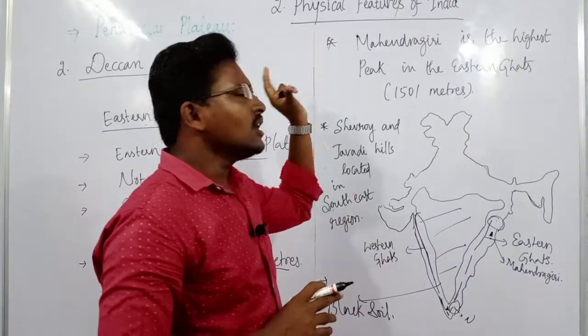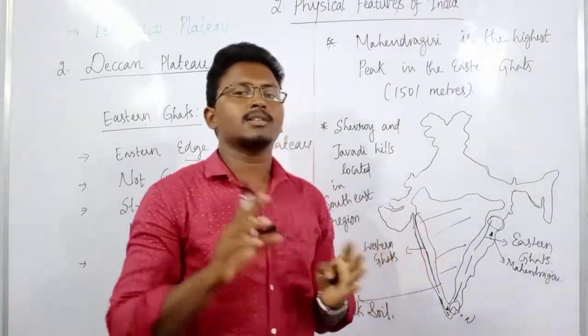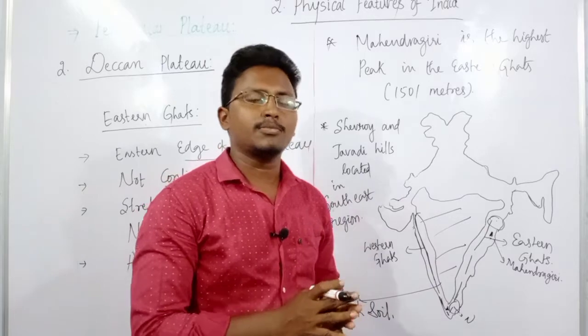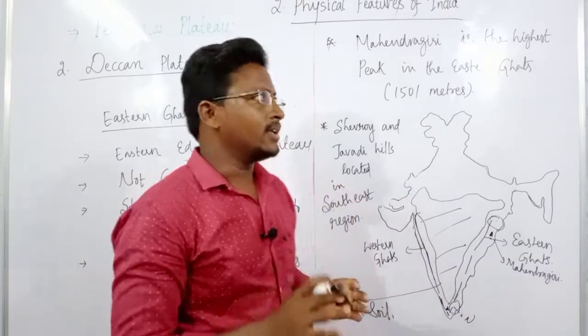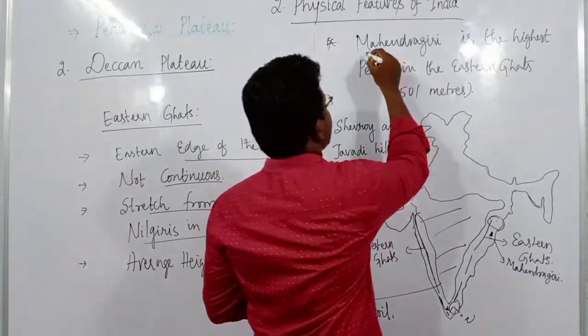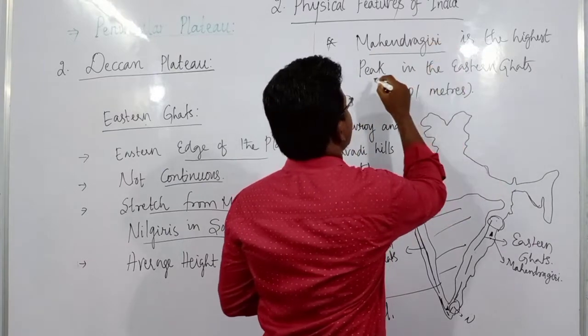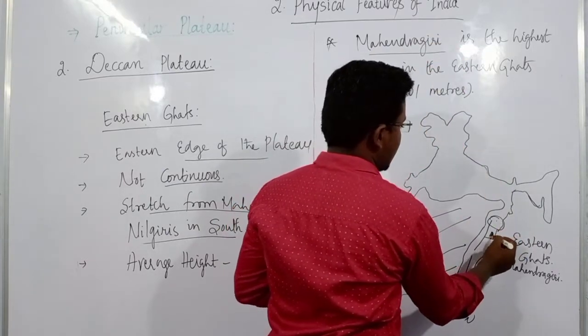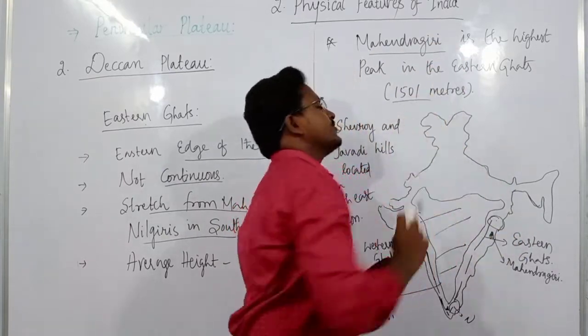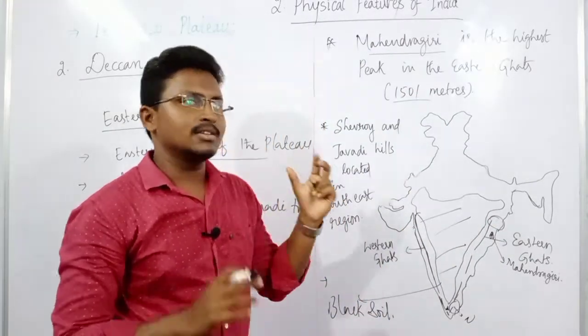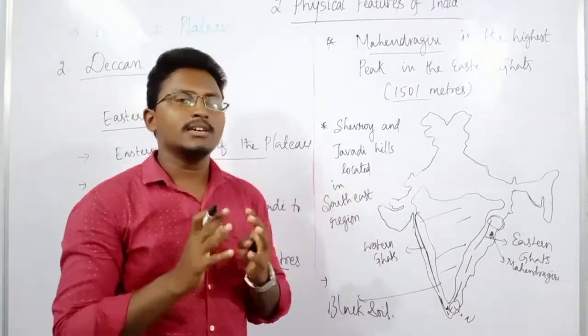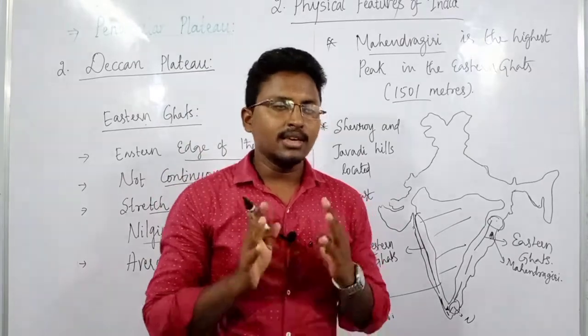Then what is the highest peak? When we discussed the Western Ghats, the highest peak is Anaimudi, and in the Eastern Ghats the highest peak is Mahendragiri, which is located in this region somewhere here, with a height of 1501 meters. That is the height of Mahendragiri, which is the highest peak in the Eastern Ghats.